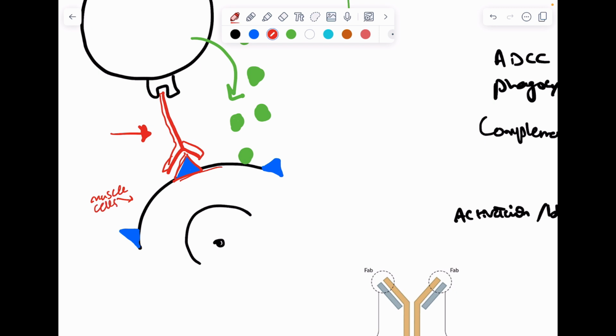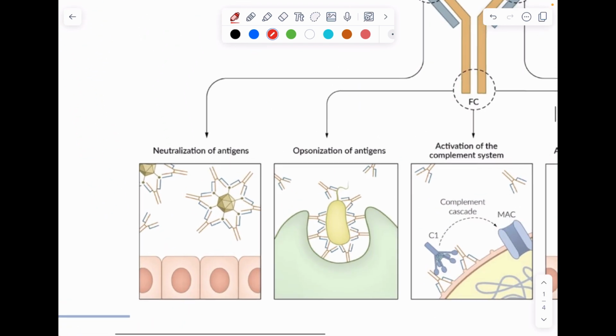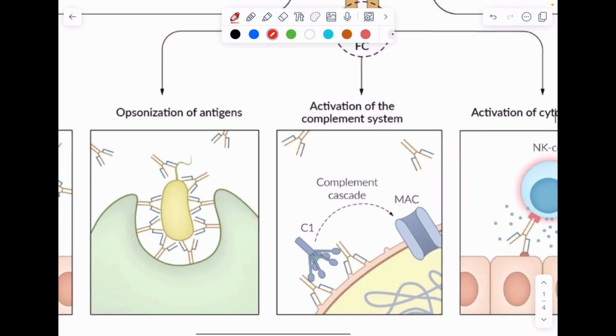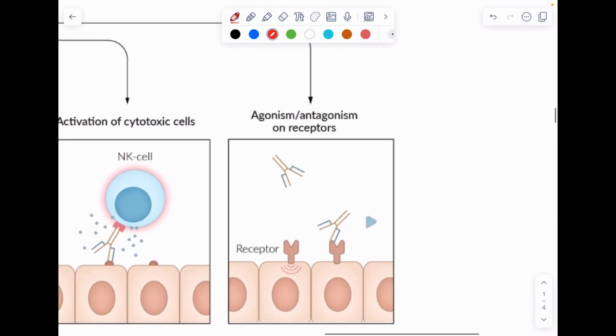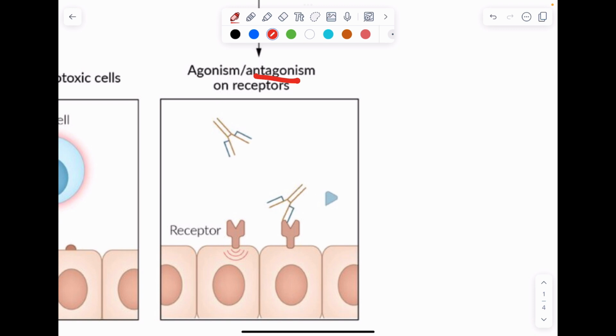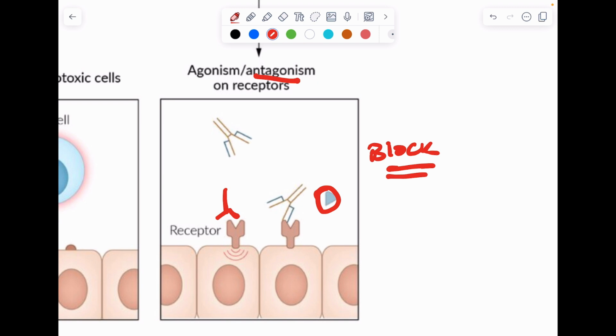Now, this attack can impair muscle contraction in several ways. Either it's just blocking the effect of acetylcholine, called antagonism, on receptors. By simply binding to the acetylcholine receptor, we're not allowing acetylcholine to act and cause muscle contraction. So a simple block could be the cause of fatigue and impaired muscle contraction. That's one thing antibodies can do.